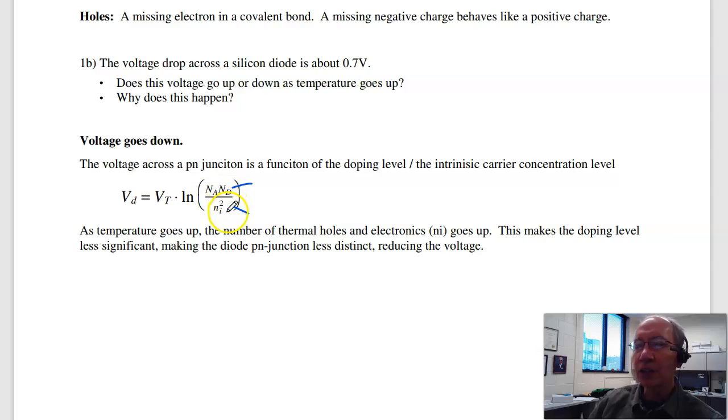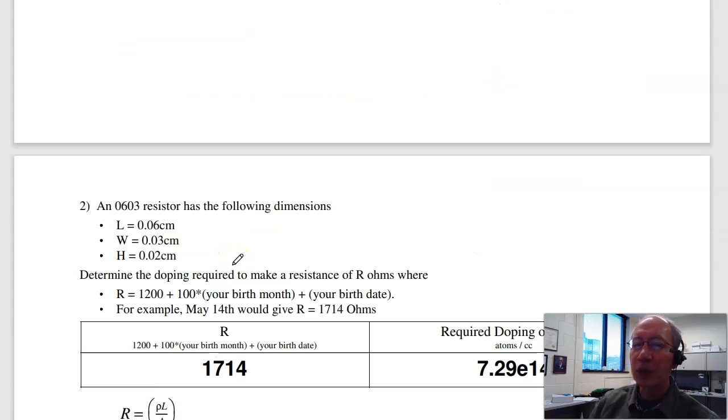If the number of donor atoms relative to the number of thermal electrons and holes is large, I have a larger voltage, like 0.7 volts for silicon. As the thermal electrons go up, the doping becomes less significant and the voltage drops. One way to explain it.